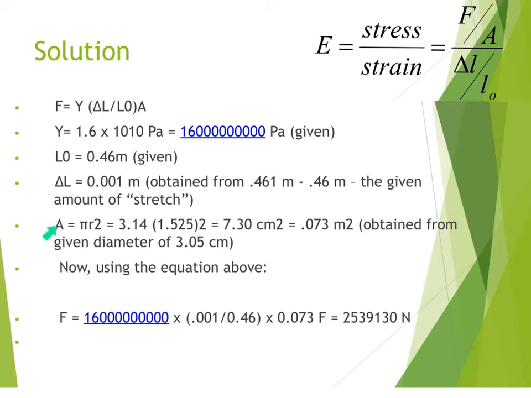Now area is not given, but we were given the diameter, and so in order to get the area, we're going to use the formula pi r squared. If you remember, the radius is half of the diameter, and so we have pi times the radius squared, and we're going to get 7.30 centimeters squared. We need to convert that over into meters squared, and so that's why we have it as 0.073 meters squared.